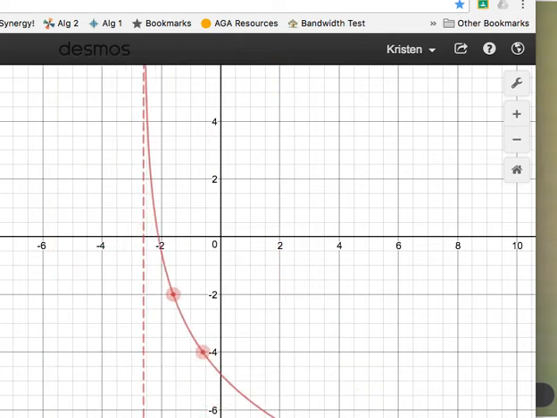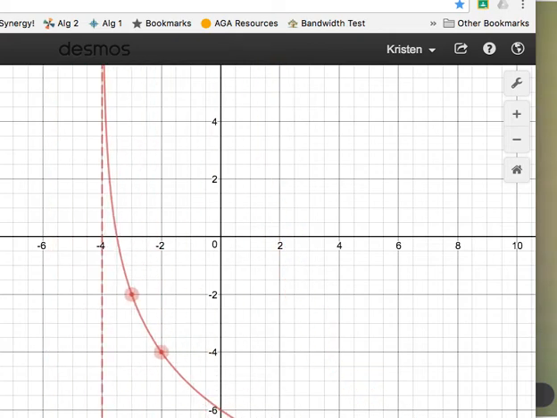So you can have negative x values. It just depends on where your vertical asymptote is. That would be something that would have a domain of -4 to infinity. We'll practice more with that when you get to class next time.